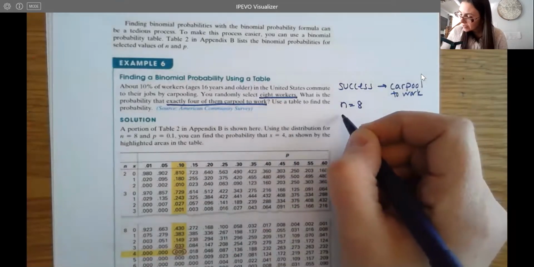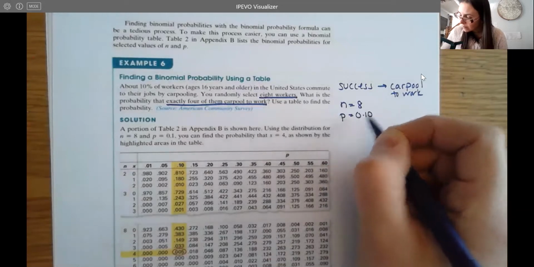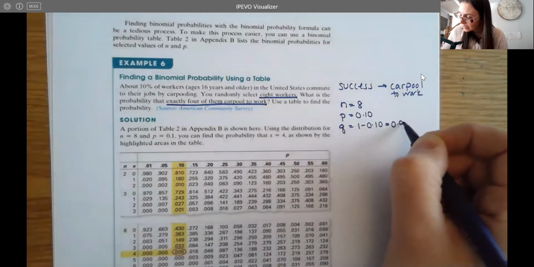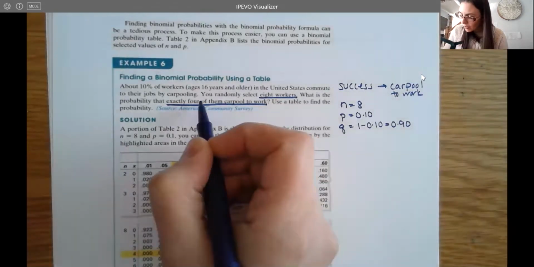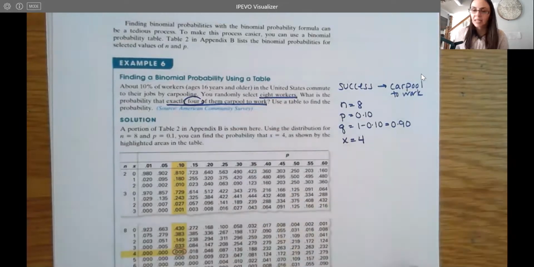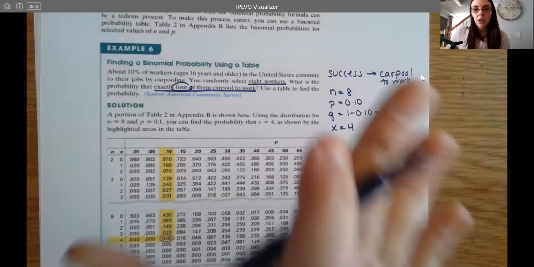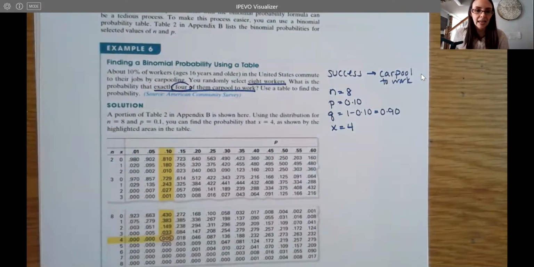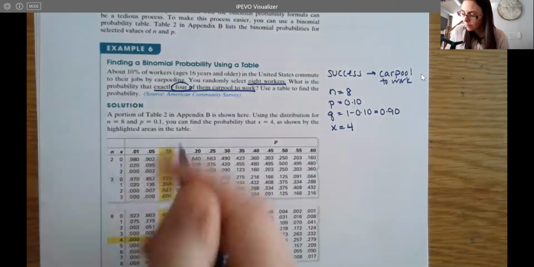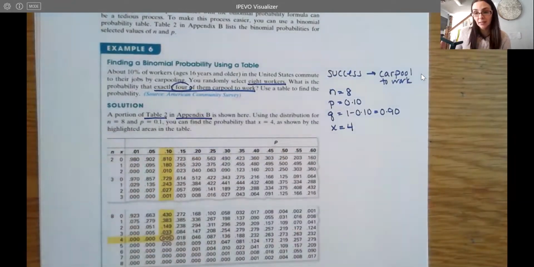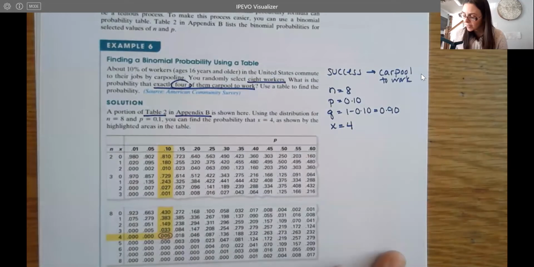Your probability of a success is 10%, so 0.10. And the probability of a failure then is 1 minus 0.10, which is 0.90. And we're looking for exactly 4 who carpool. So I want to know the number of successes is 4 here. Now, you can use a formula, you can use technology. This is just another strategy you can use, using a table. So the full table, this is just a piece of the table. The full table, it's table 2, is found in Appendix B of your text. So you can go back to that there.